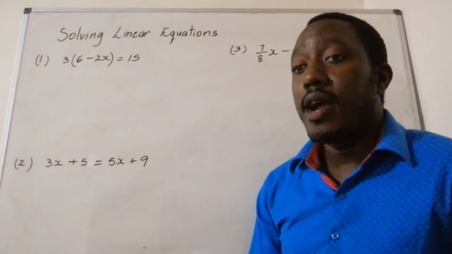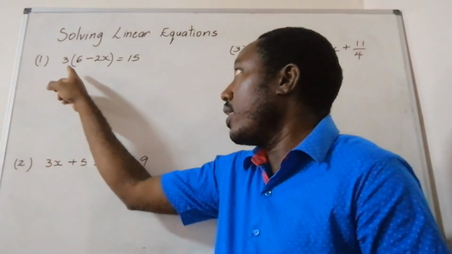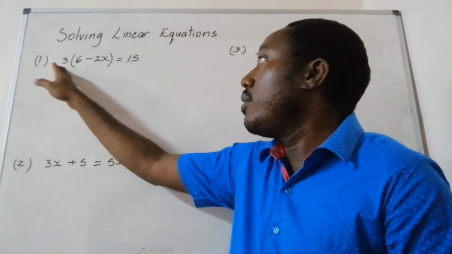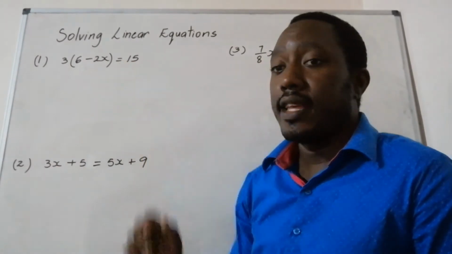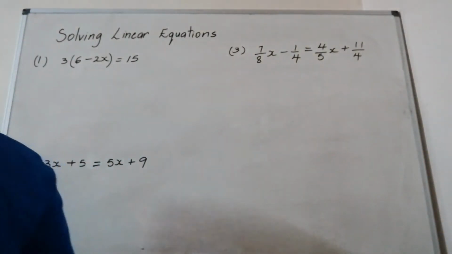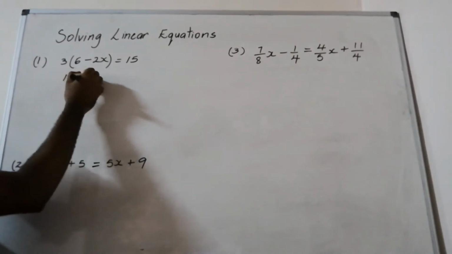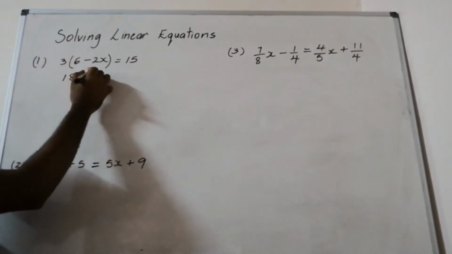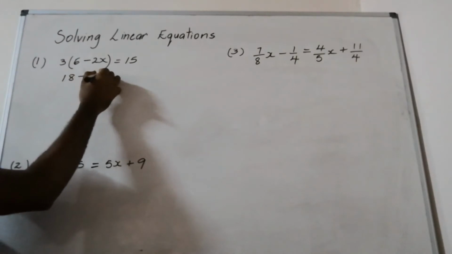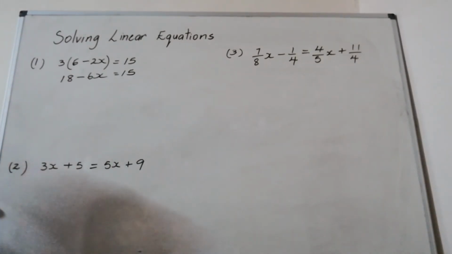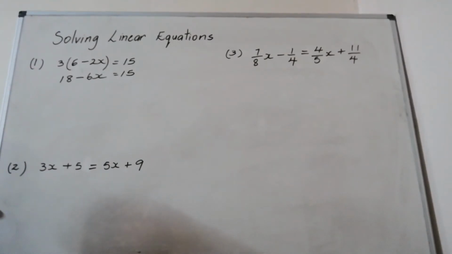And to remove our brackets, we multiply everything in our brackets by what is outside. So we multiply 3 by all that's in our brackets. So 3 times 6 will give us 18. Take 3 times negative 2 will give us minus 6x, which is equal to 50. So from here, we can go ahead and solve our expression.